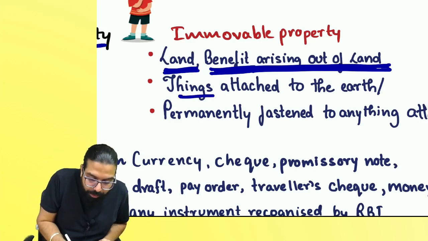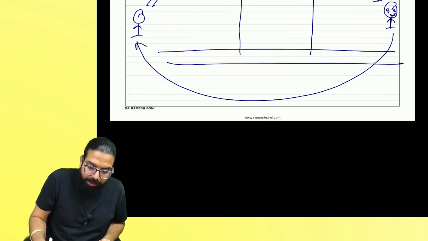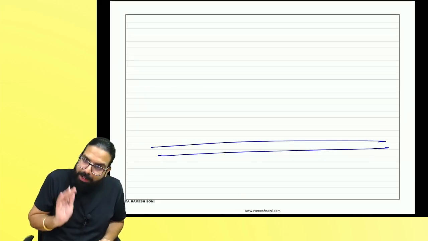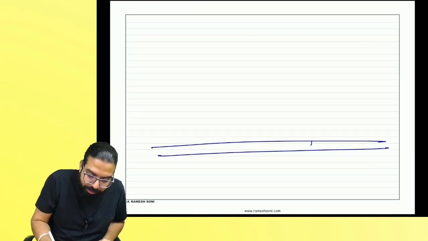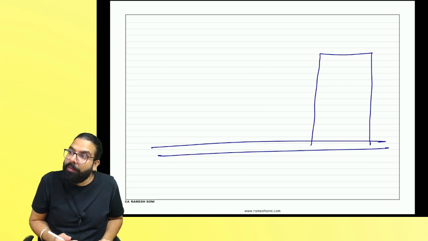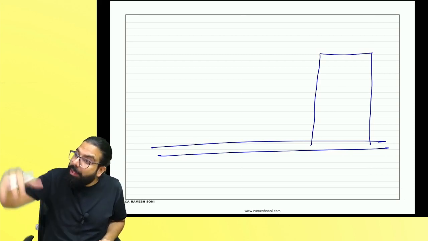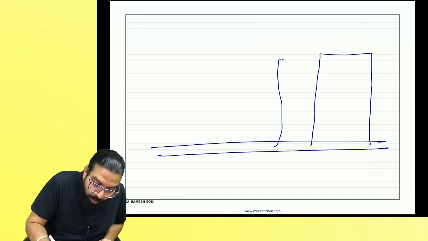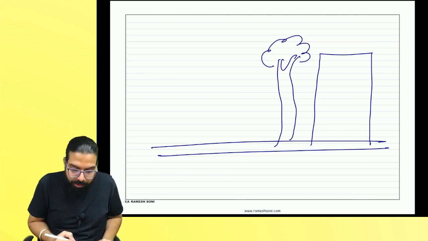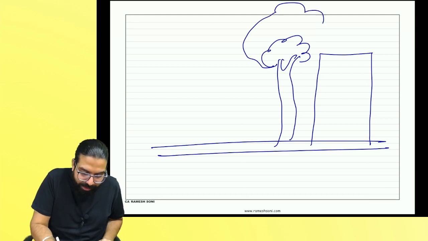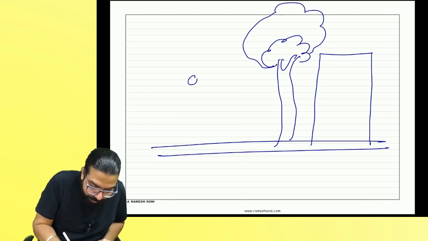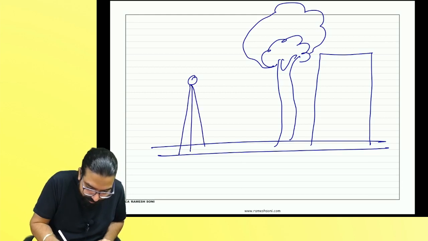The next one, things attached to the earth. Everyone over here. This is one land. You know land is immovable. Benefit out of land is immovable. Now to this land, one building is attached. Immovable or movable? Immovable. Sometimes you attach it, sometimes it comes out of the land and it is already attached. Tree. Did you understand tree or not? This tree is already attached to that. This is also immovable. You tell me what is this?